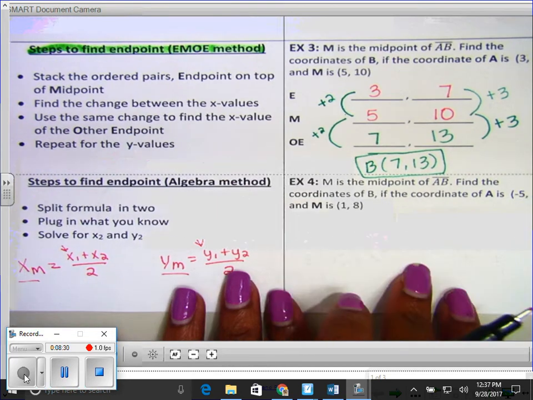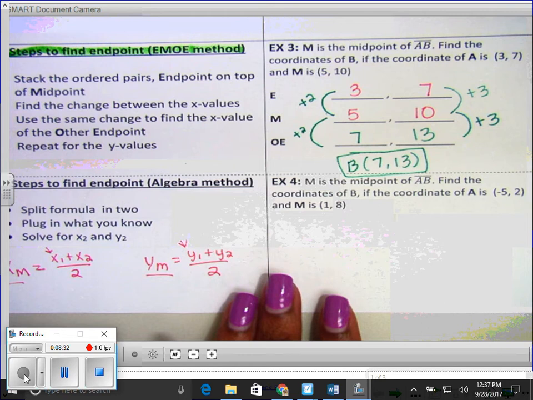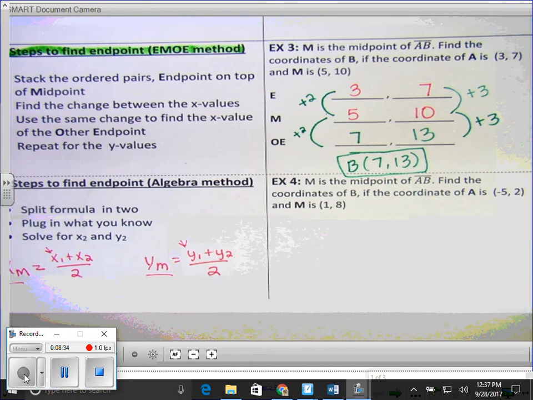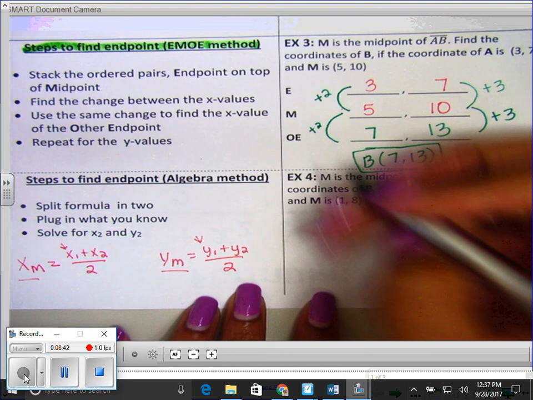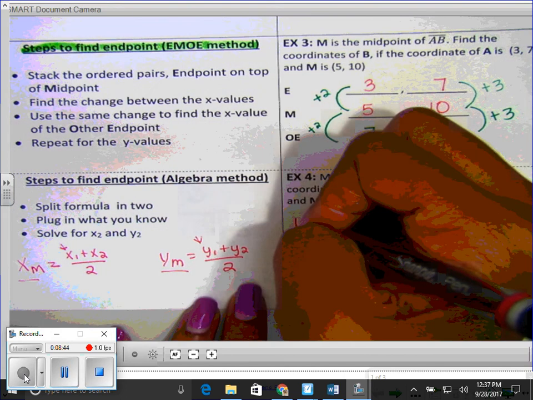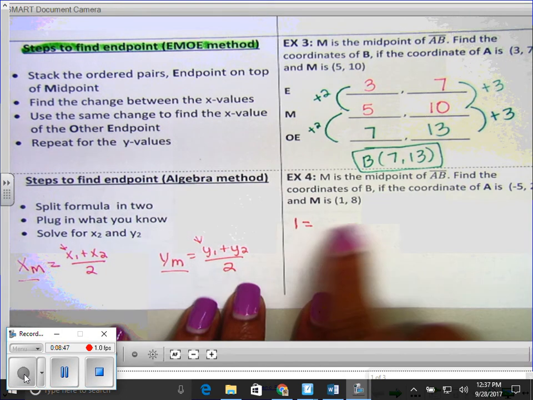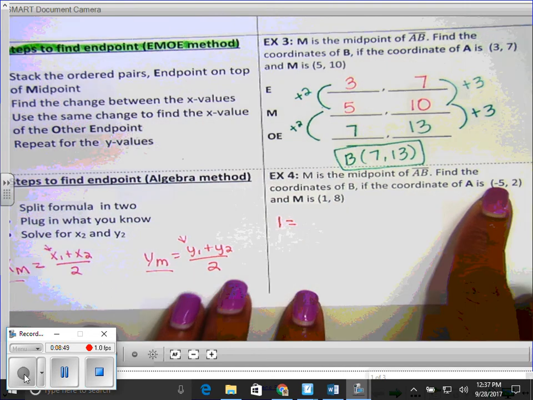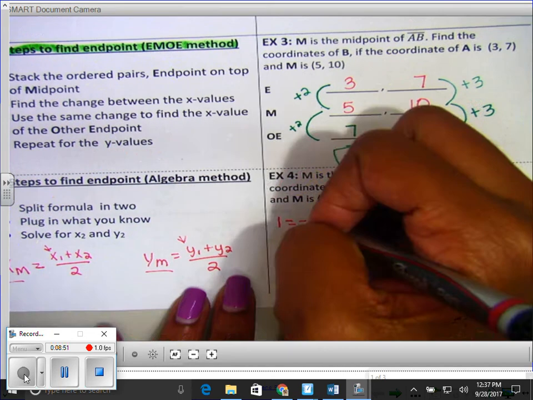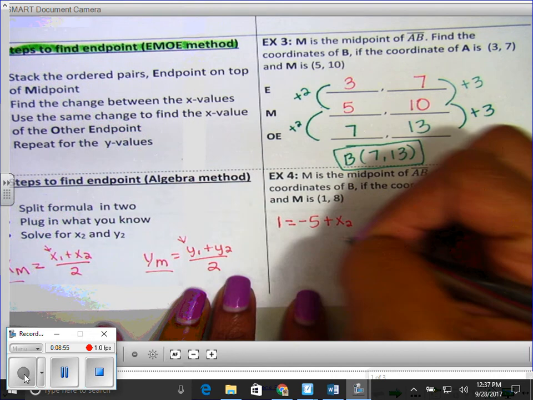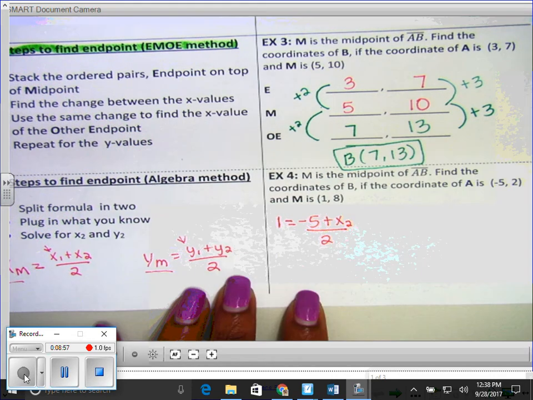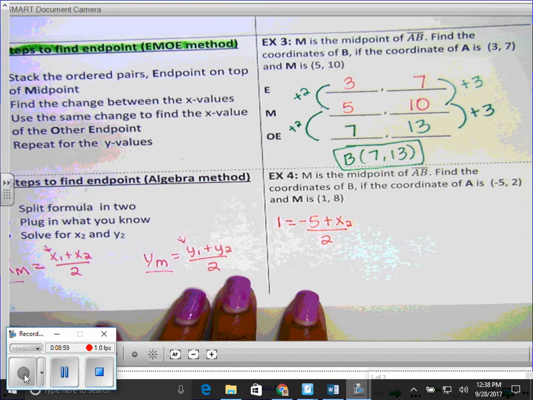Okay? So in example 4, where M is the midpoint of AB, find the coordinates of B if the coordinate of A is -5, 2, and M is 1, 8. So the 1 is the x value of the midpoint, so we'll start there. So 1 is equal to the x value of the endpoint is -5. So we'll do -5 plus x sub 2 divided by 2. And now we just need to solve for that x2.